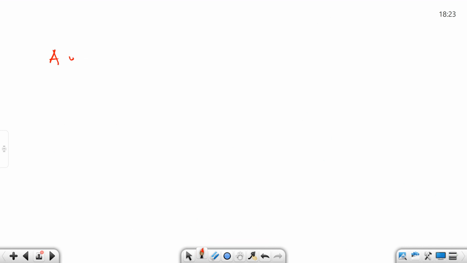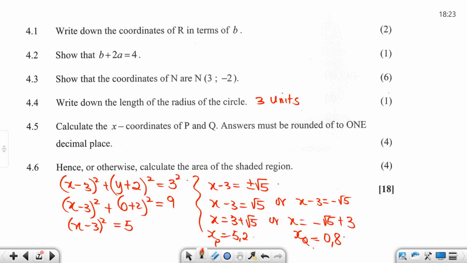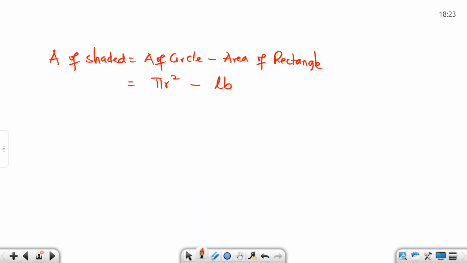All right. Area of the shaded portion would be what? Area of circle minus area of rectangle. Now, what is the area of a circle? Pi r squared minus area. Okay, can we work it out? Do we know our radius? Let's work together, please, everybody. Pi, what's our radius? 3.